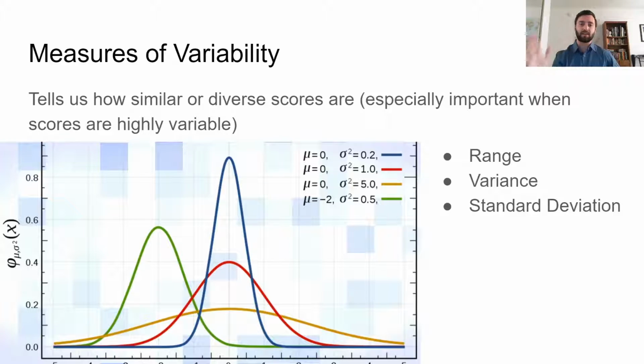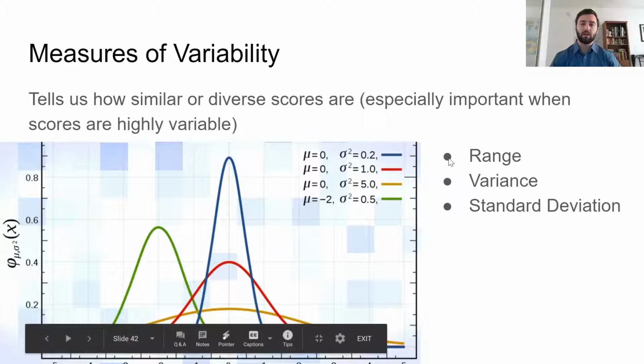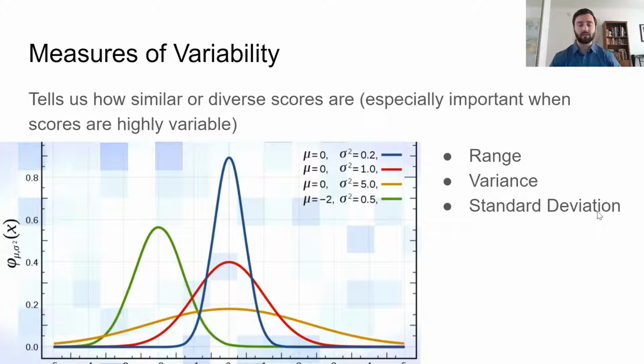Measures of central tendency tell us maybe if it's skewed or not. It tells us where that center point is. But a measure of variability is going to tell us how tall or thin or short and wide those different charts are. Now there are three different ways to look at variability: range, variance, and standard deviation.